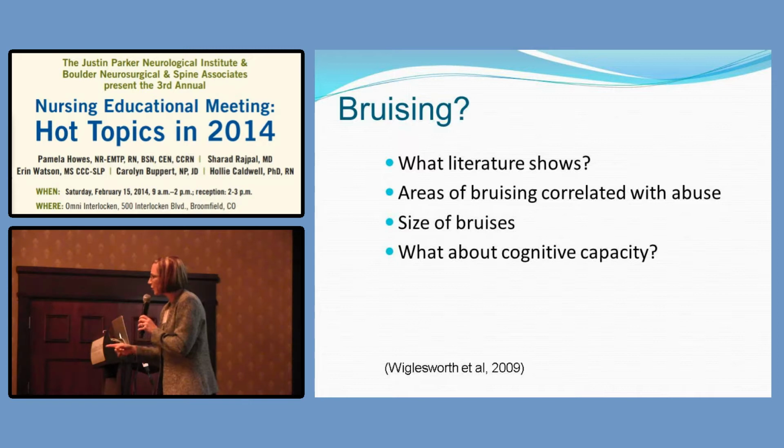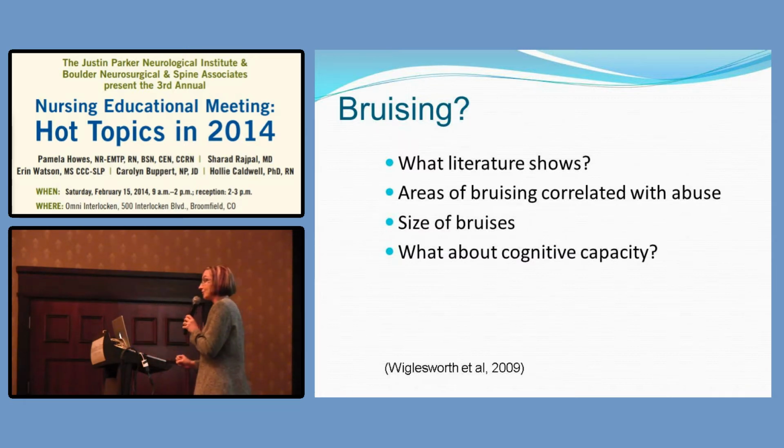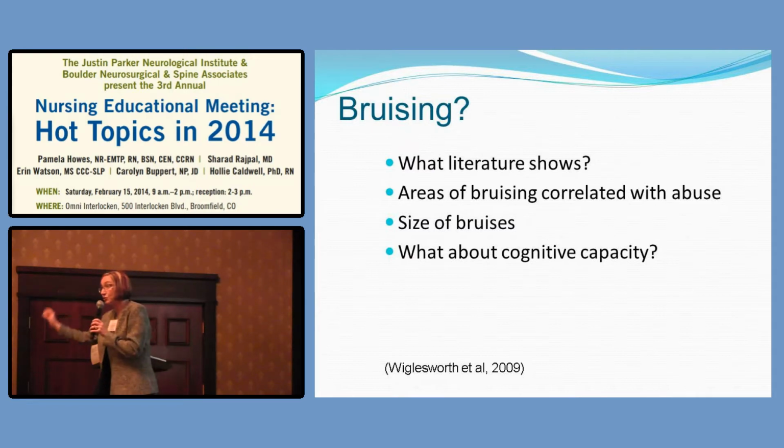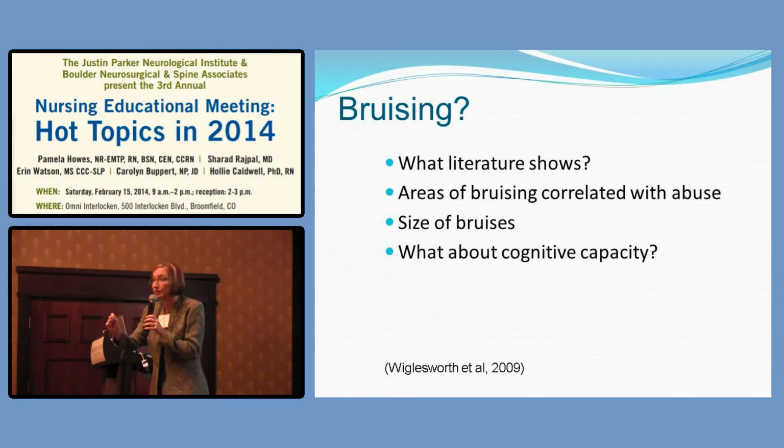The other thing that was really important from this study is that they included individuals with mild to moderate dementia in their abused and non-abused groups. And the individuals with mild to moderate dementia were able to accurately tell the story of what caused the bruising. So we need to pay attention to the location, head, neck, posterior torso, and right lateral arm, the size, 5 centimeters or greater, and the fact that even individuals with mild to moderate dementia were able to accurately describe the situation that resulted in the bruising.